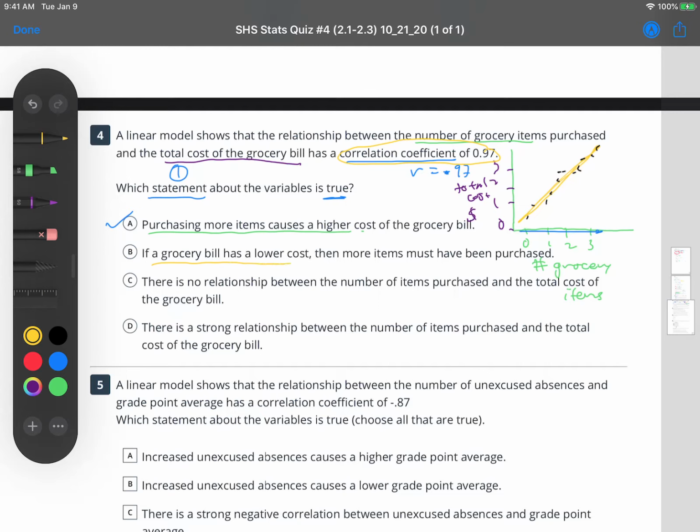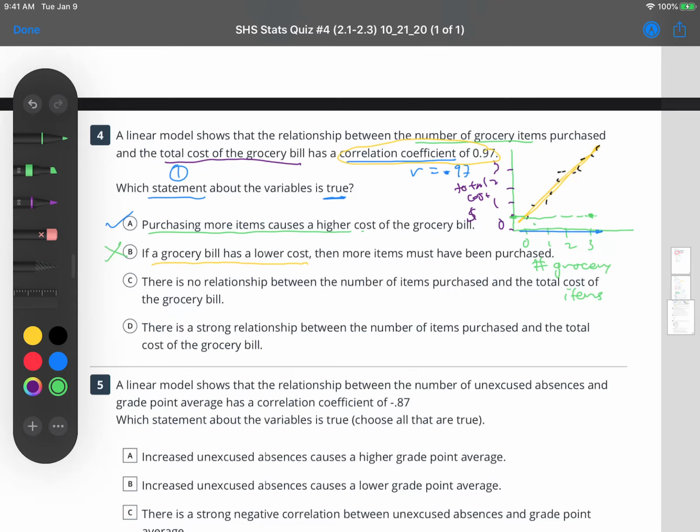If the grocery bill has a lower cost, so something like down here, try to get a different color, something down here, then the more items that have been purchased. That is possible, but it seems like it's far away. It's rare to get a lot of items and cost a little, right? Maybe you're buying, like, I don't know, 2 grains of rice or 2 grains of beans, or 1 strawberry, right? That's pretty unlikely.